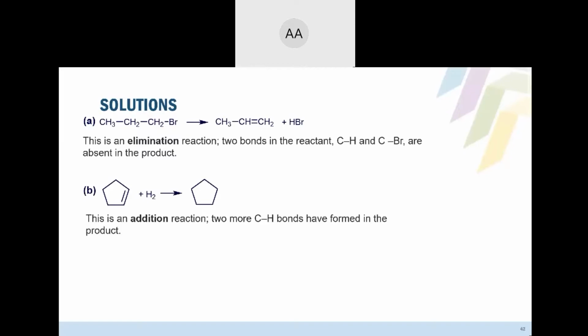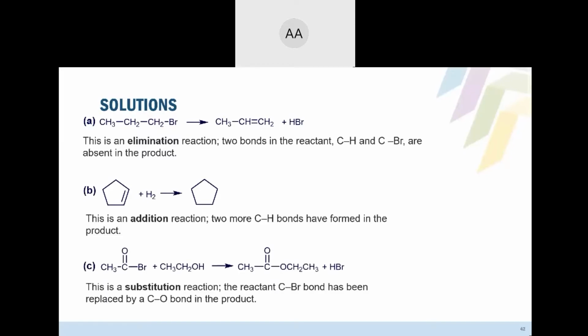And then C. So we had a carbon double bonded oxygen. And what was substituted? It can be a little confusing because the product still showed the carbon double oxygen bond, but you can see that we actually substituted bromine from the reactant molecule by a carbon oxygen single bond in the product.